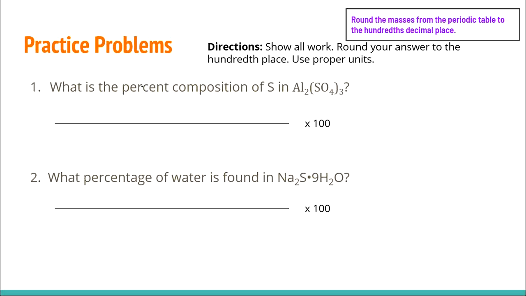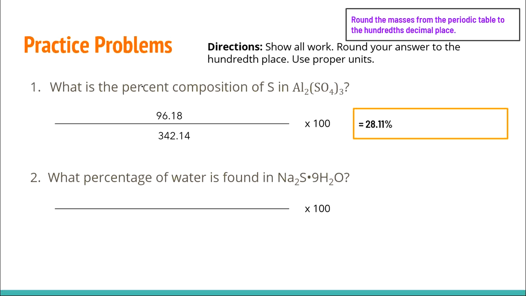Play when you're ready. What is the percent composition of sulfur in aluminum sulfate? We have 3 sulfurs that go on top and the entire mass of aluminum sulfate on the bottom. So for the numerator, we get 96.18 divided by 342.14 times 100, and we have an answer of 28.11%. So there's 28.11% of sulfur in aluminum sulfate.